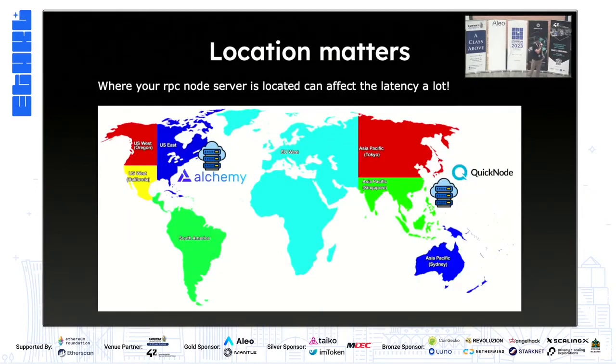And from experience, if you use Alchemy's RPC node and your server is in Southeast Asia, you're going to have horrible performance. By just spinning up your server in the US instead of Southeast Asia, your latency can improve like 10 times. And if you happen to be using QuickNode, Asia is okay.